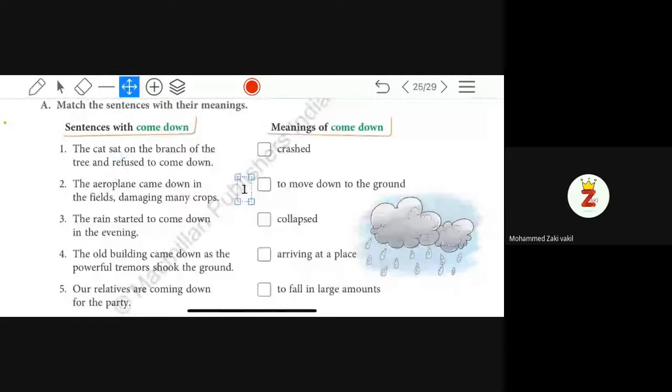No, sir, we are awake. No, sir. Wait. The aeroplane came down in the field, damaging many crops. What is the meaning of "came down" here? Crashed. This is a phrasal verb: crashed.